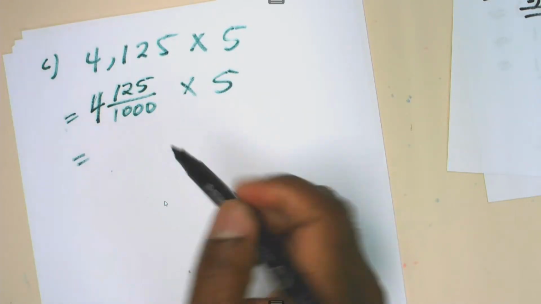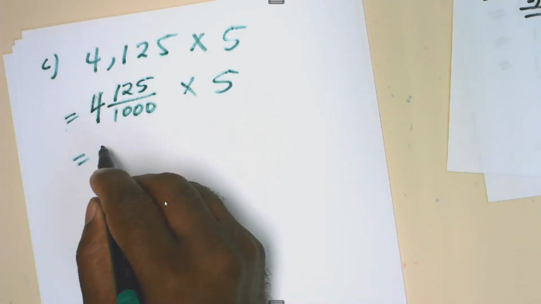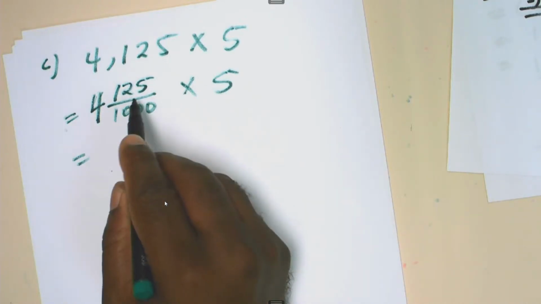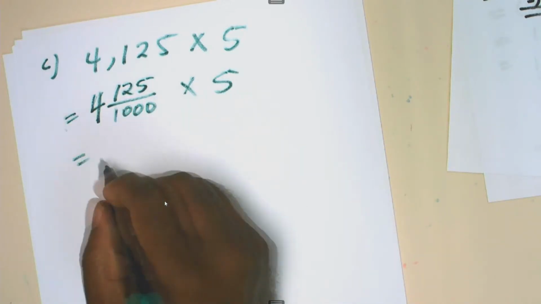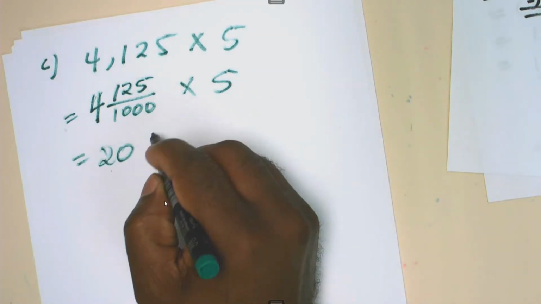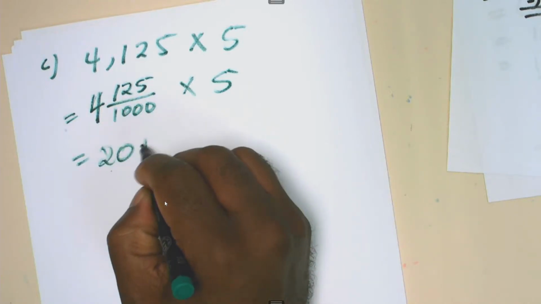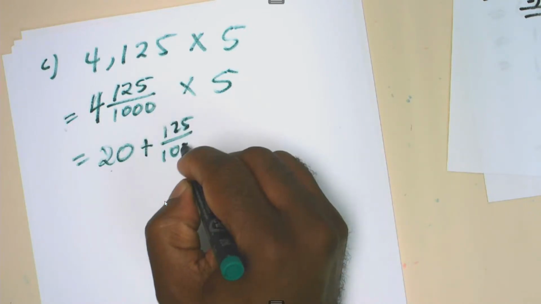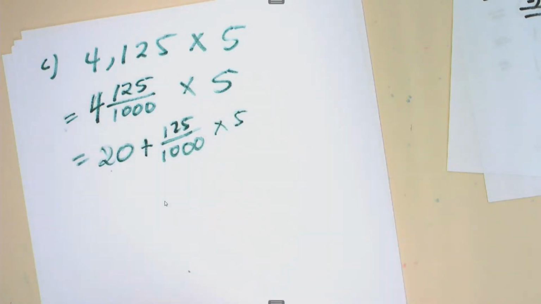So what we have here, we are going to have that 4 will be multiplied by 5, the same as this one multiplied by 5. Now, we know 4 multiplied by 5 will be what? 20. And then 100, which means it plus. Remember, it's 4 and, so it's going to be plus. Then 125 as well, thousands, it will be multiplied by 5.